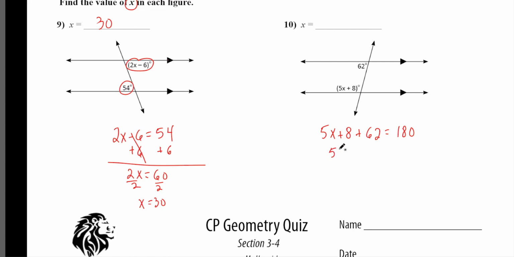Now let's do some math. We've got to add some like terms first. 62 and 8 is 70. Subtract 70 from both sides. I'll do it kind of quick because you should have this down by now. That cancels. This is 5x. That's 110. Divide both sides by 5, and x is 22. That's what you put right here. It's not degrees, you're just solving for x.